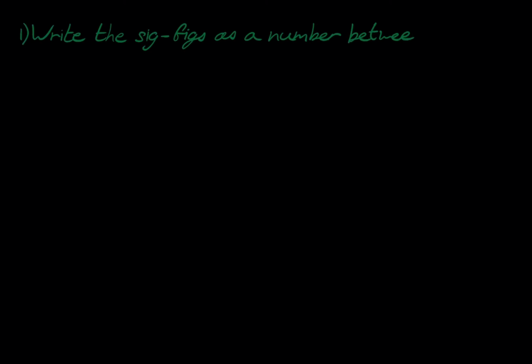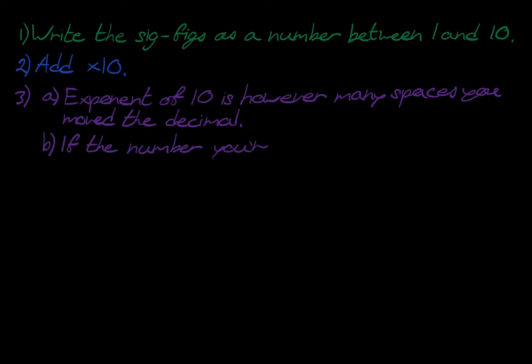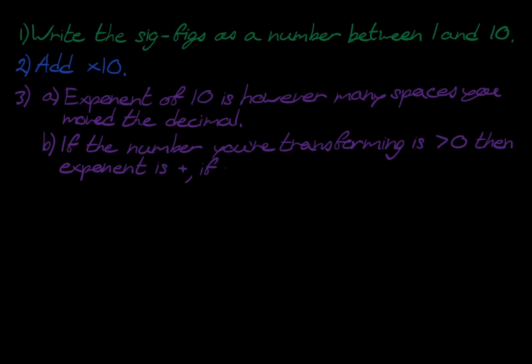So for a quick recap of the 3 steps before I give a couple of practice questions. Step number 1 is write the sig figs as a number between 1 and 10. Step number 2, add times 10. Step number 3 has 2 parts. For the first part, the exponent of the 10 is however many spaces you move the decimal. And for the second part, if the number you're transforming is greater than 0, the exponent is going to be positive. If it's less than 0, it's going to be negative.